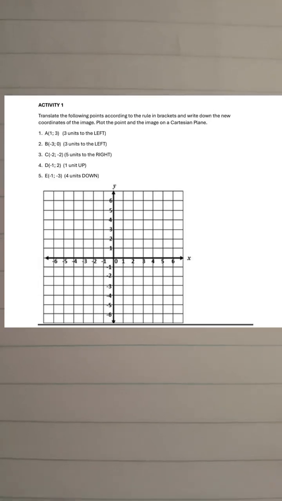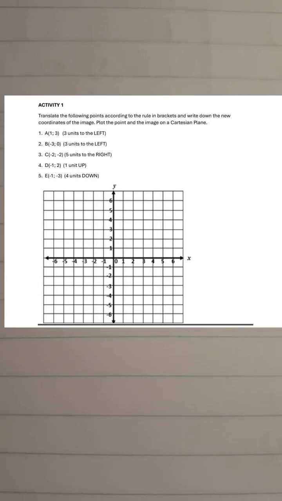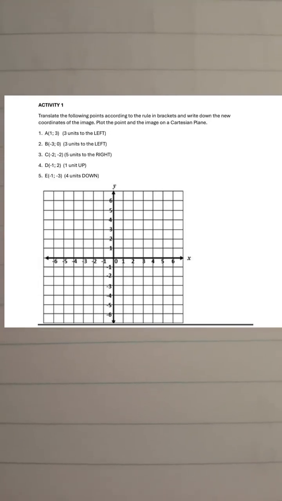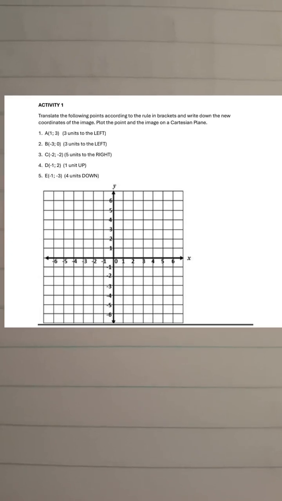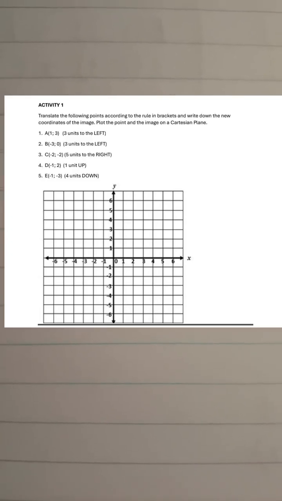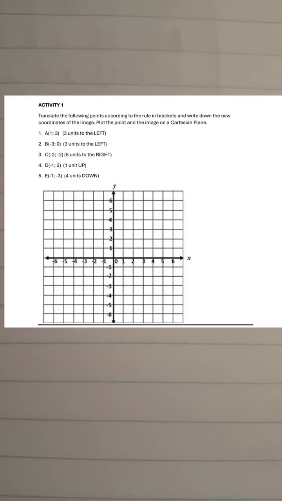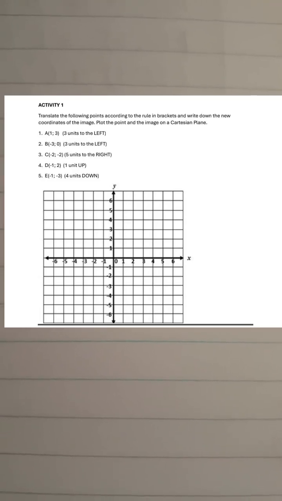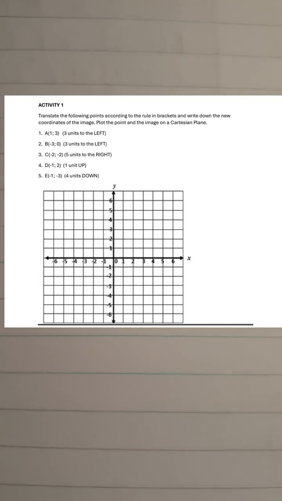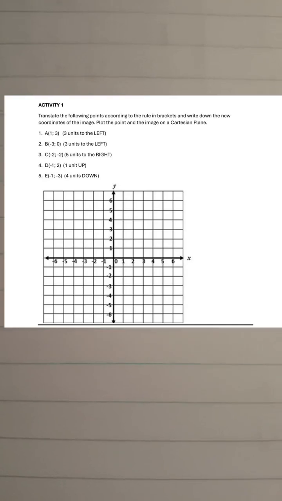From this first activity, we are asked to translate the following points according to the rule in brackets and write down the new coordinates of the image. Plot the point and the image on a Cartesian plane. So if we look at the first question, A, 1 and 3, okay, we're looking at transformation geometry.